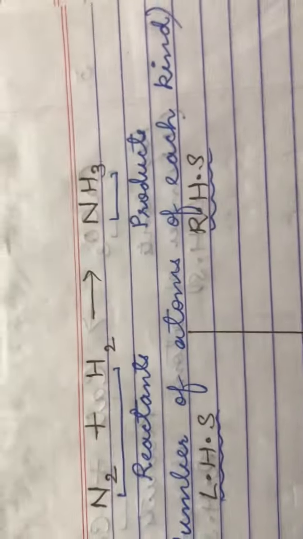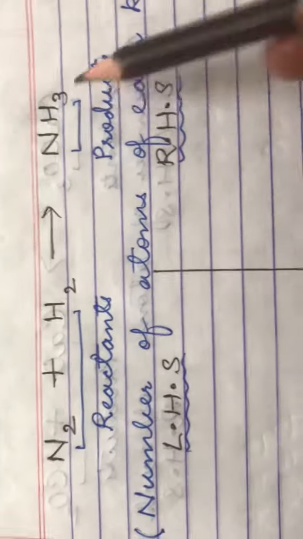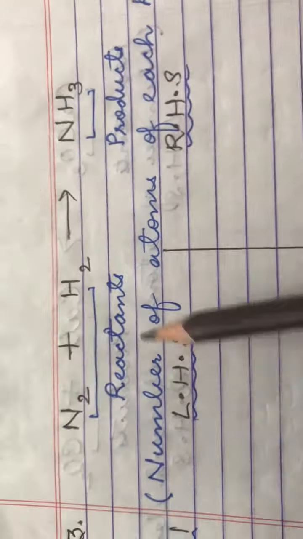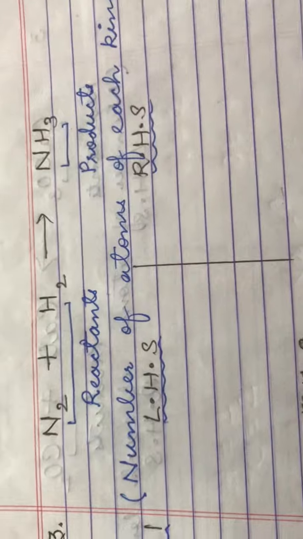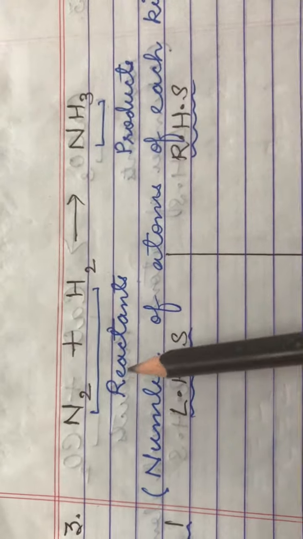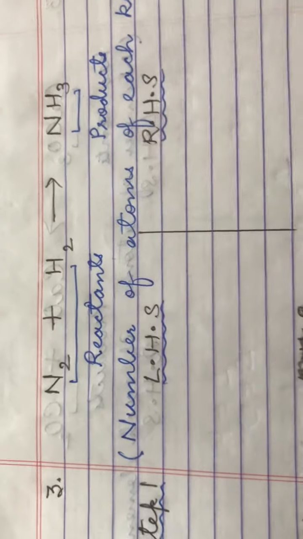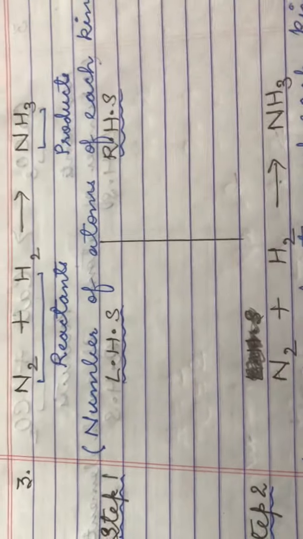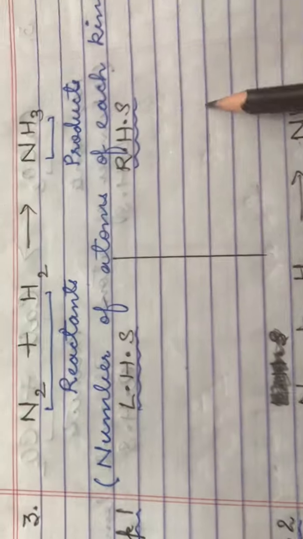Let's take finally one last example of nitrogen, the reaction of nitrogen with hydrogen forming ammonia, NH3. Here nitrogen and hydrogen are the two reactants and ammonia is the product. As you all must have understood by now, in order to balance any chemical equation, we have to make each and every atom equal on both sides. Let's begin with the same method. We need to write the number of atoms on the left hand side and on the right hand side.